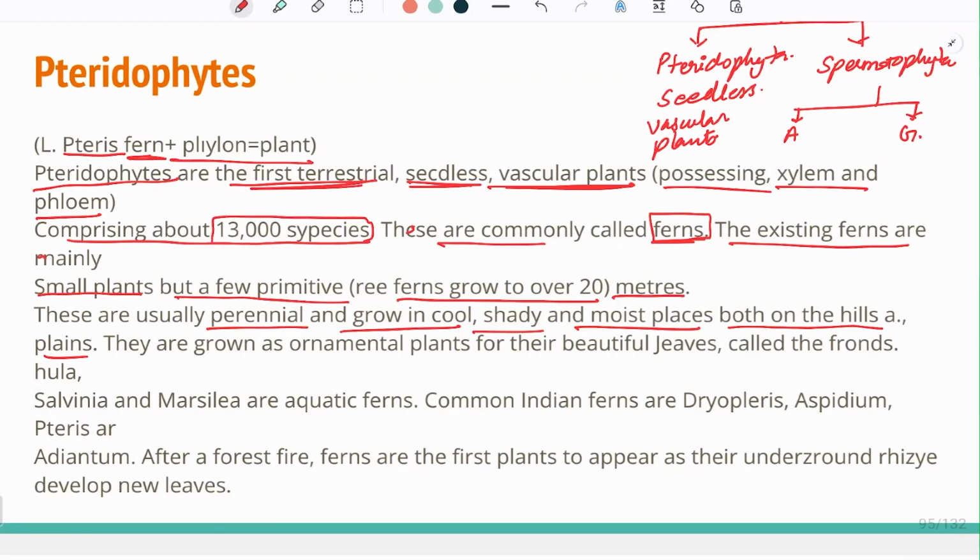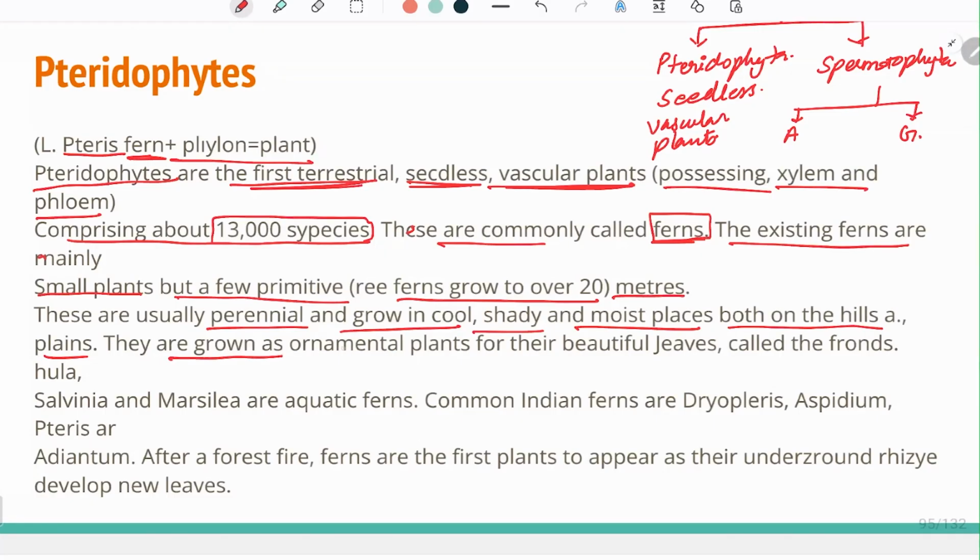The plants which we see in hilly areas are mostly pteridophytes, and they are very beautiful. Pteridophytes are referred to as ornamental plants. Bryophytes are the medicinal plants; many medicines are extracted from bryophytes. So if a single term question is asked about medicinal plants, they are bryophytes, whereas the beautiful ornamental plants are usually pteridophytes.